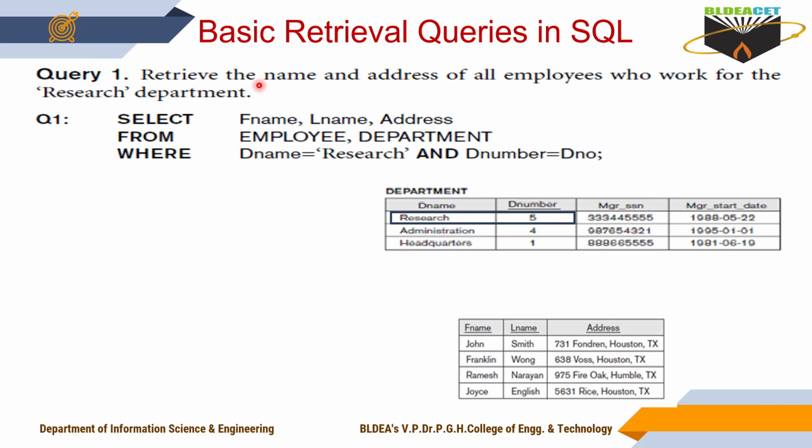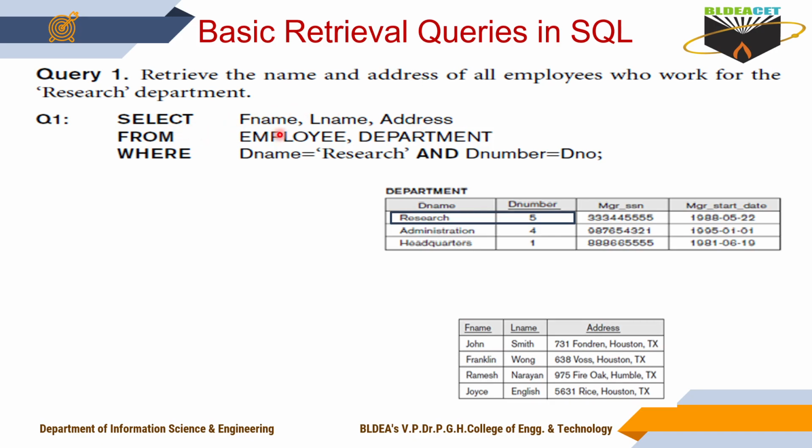So now in the query, first you have to concentrate on what you actually want to retrieve. Here, what do you want to retrieve? Name and address of all employees. So in the select clause, which attributes hold the name? That is fname and lname. These two attributes hold the name, and the address attribute holds the address information.